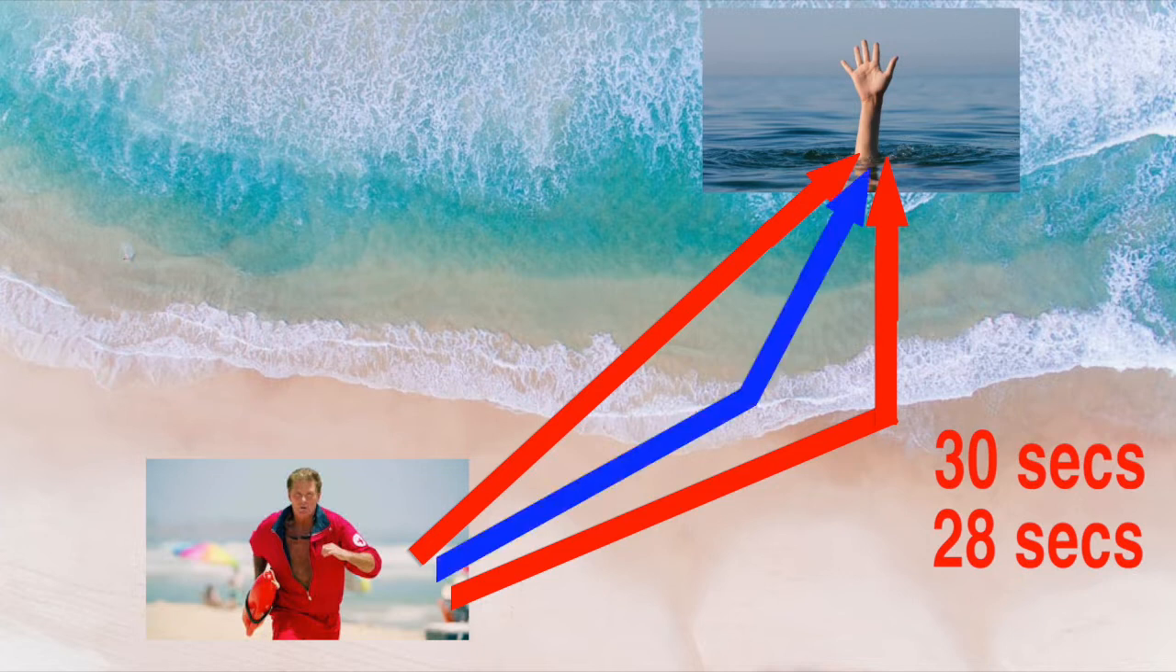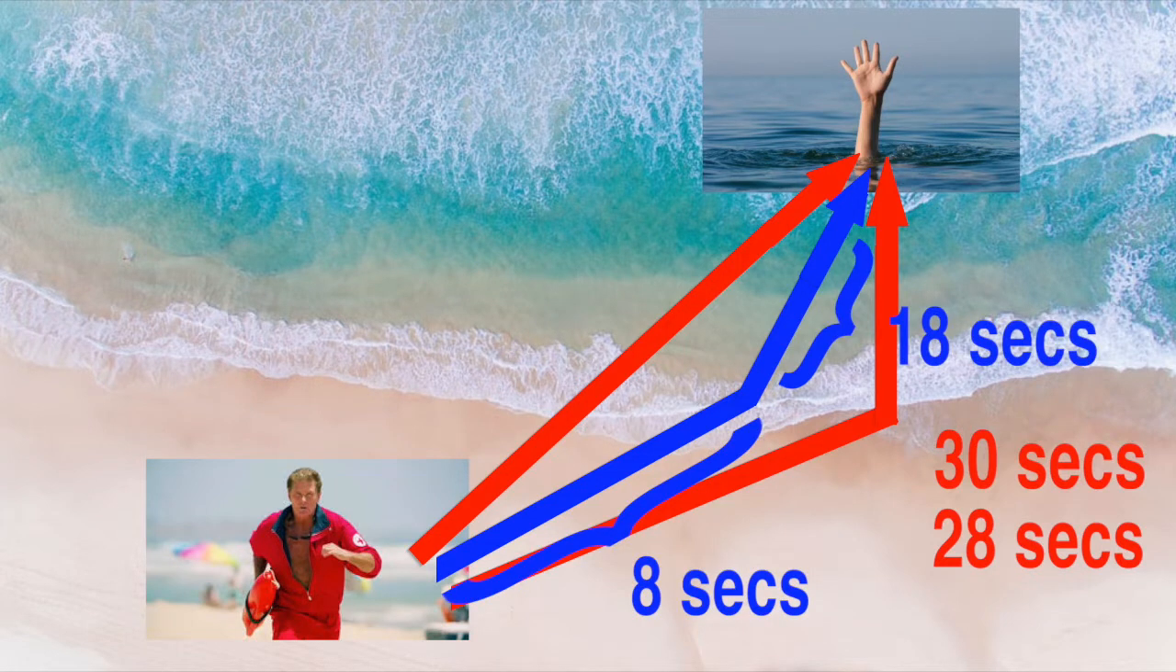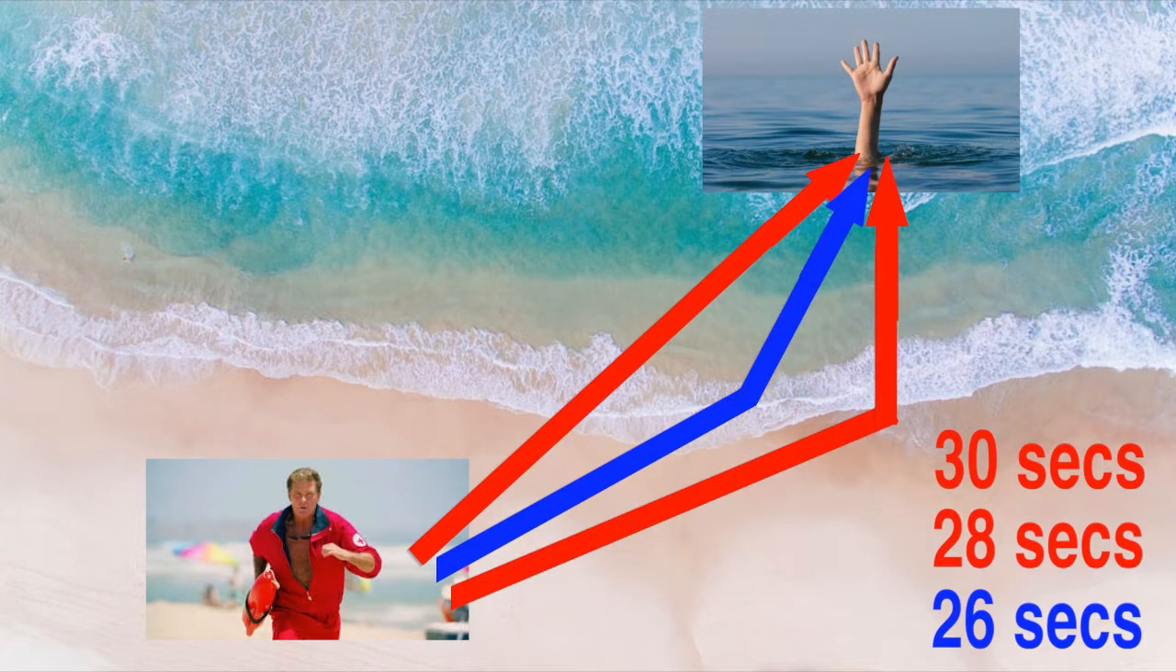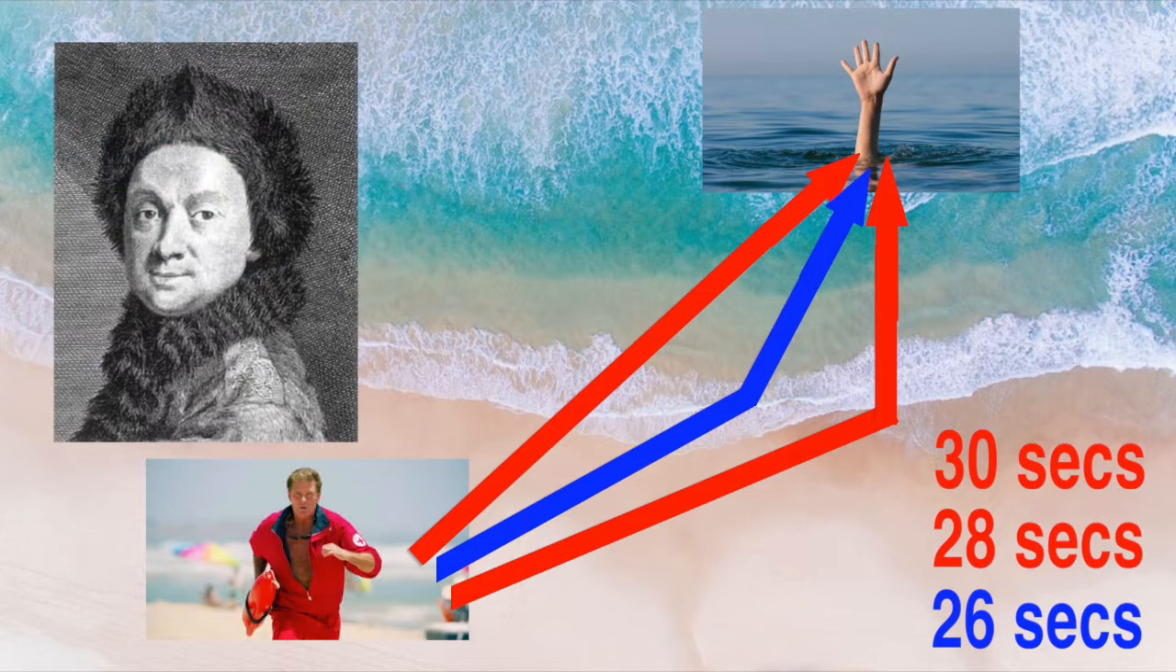Ultimately, he'd reach an optimum path of, say, 8 seconds running and 18 seconds swimming, and that would be the ultimate best he could do. That would be his path of least time, and also the path of least work and energy expenditure. And that, in a nutshell, is Pierre-Louis Maupertuis' principle of least action.